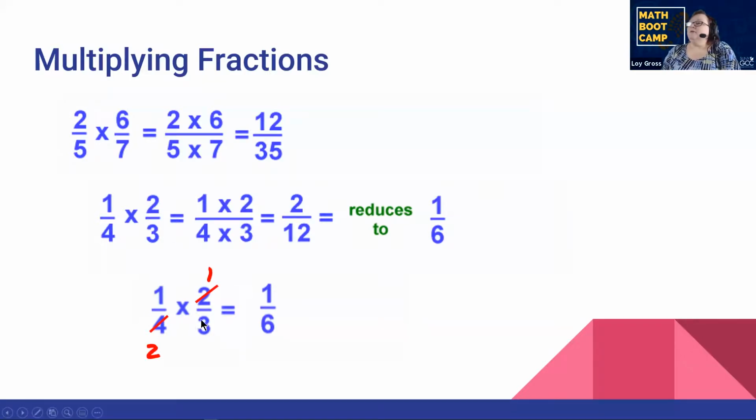If you go through all of your fraction multiplying problems, you look and see if there's anything you can cancel first. You will always be better off because you're working with smaller numbers, and I don't know about you, but for me, smaller numbers mean fewer mistakes.